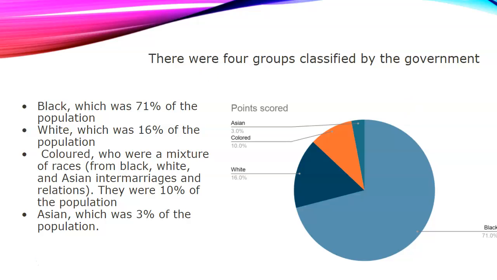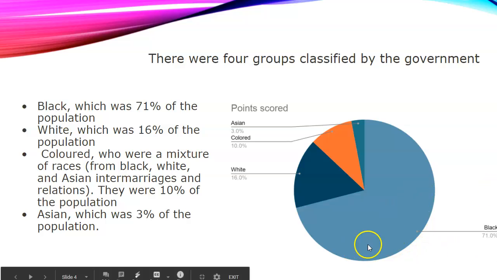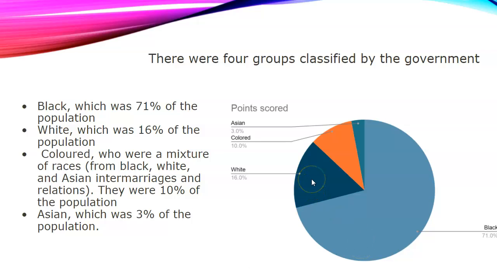So there were four groups that were then classified by the South African government. Your black population, which was, as you can see here on this pie chart, 71%. Your white population, which was only 16%. Your colored population, who are going to be kind of like your mixed race people, think interracial marriages and things like that, that is 10% of the population. And then your Asian population, which was only 3% of the population in South Africa.